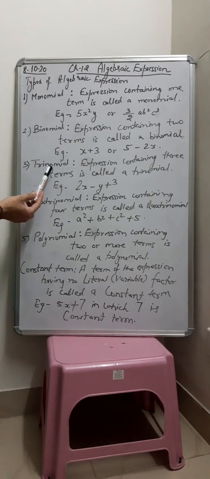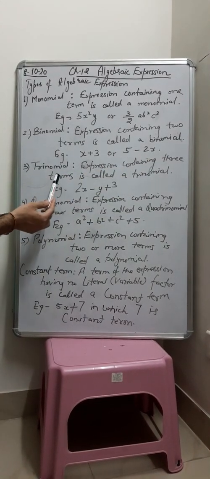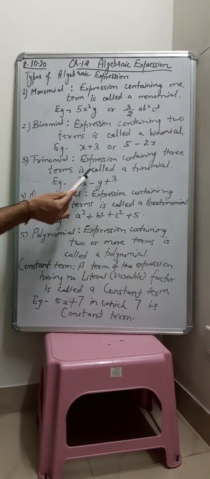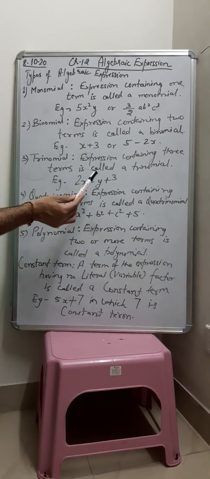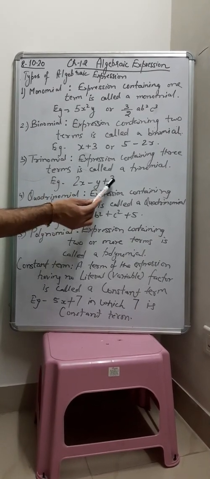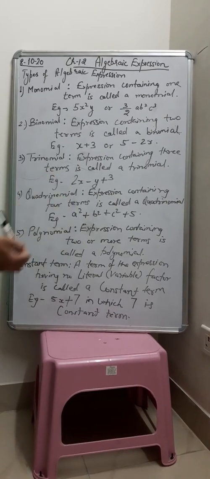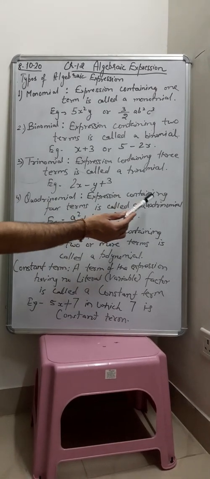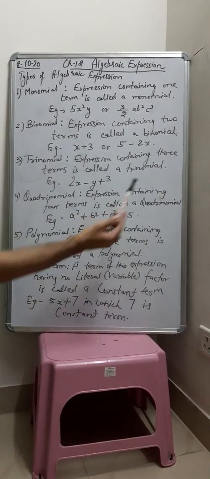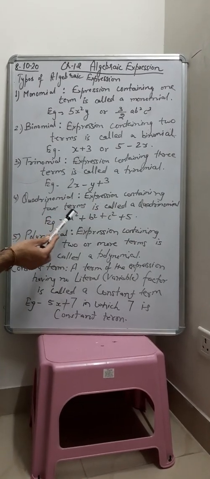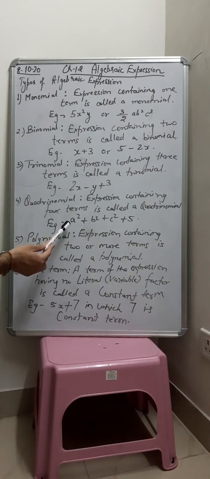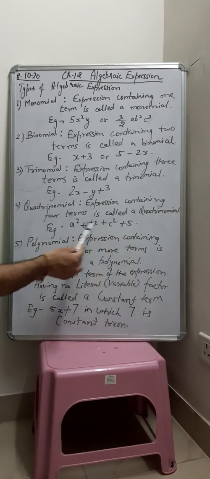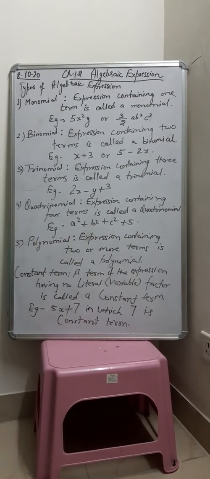Next, third is trinomial. An expression containing three terms is called a trinomial. Example: 2x minus y plus 3. This expression has three terms, so it is known as a trinomial. Next is quadrinomial. An expression containing four terms is called a quadrinomial, for example a square plus b square plus c square plus 5. 1, 2, 3, 4. There are four terms, so it is known as a quadrinomial.